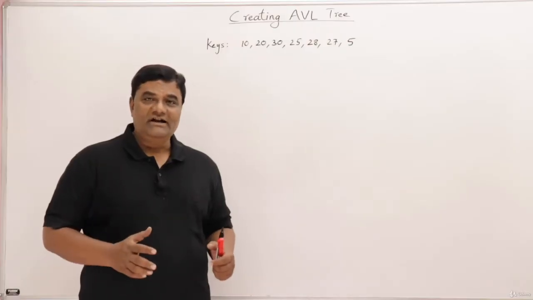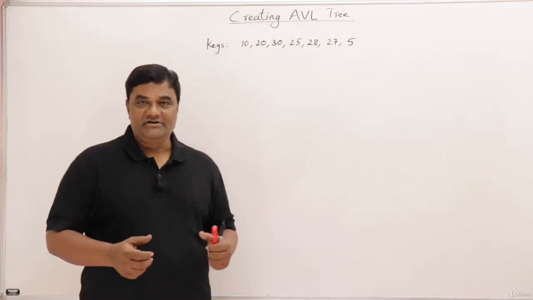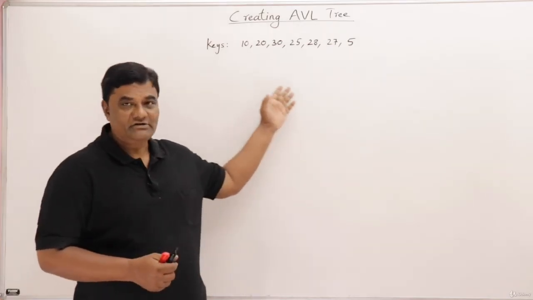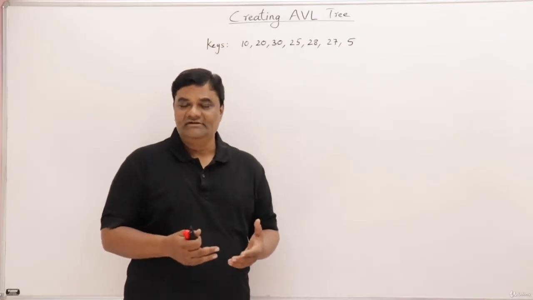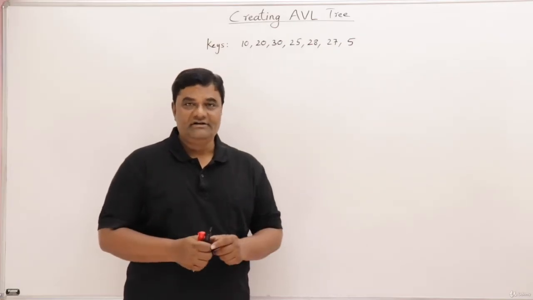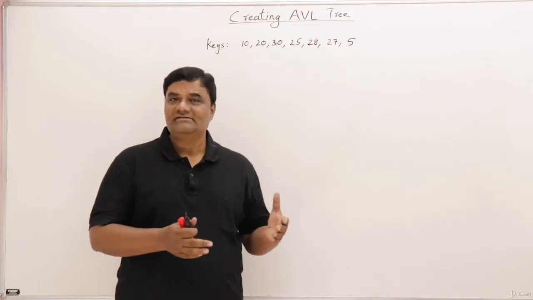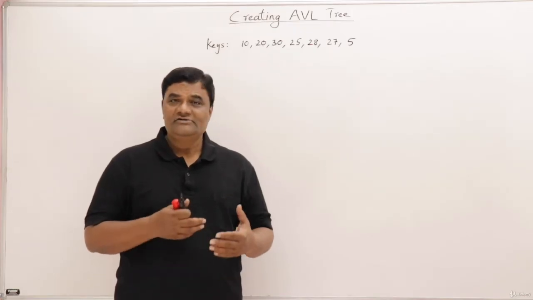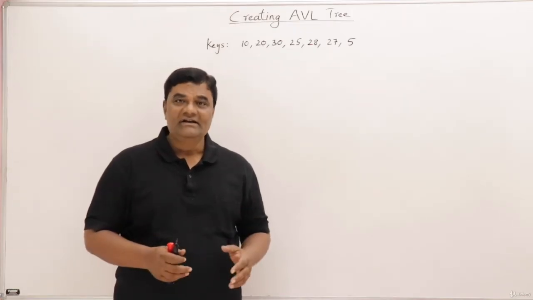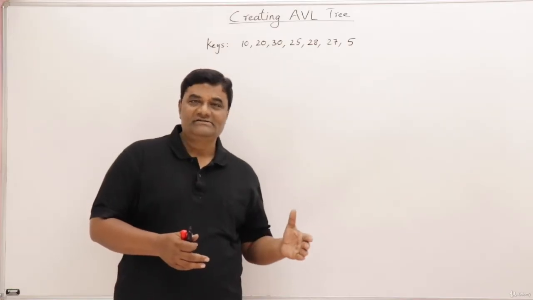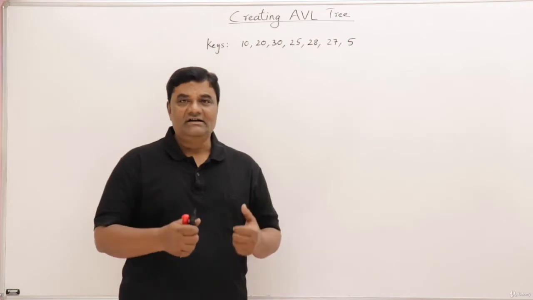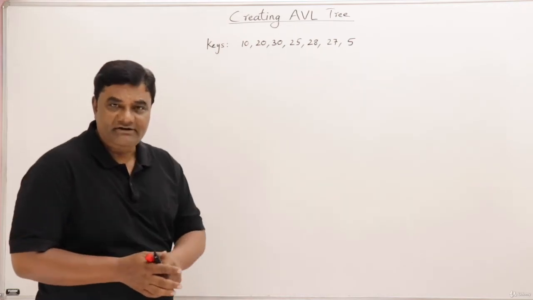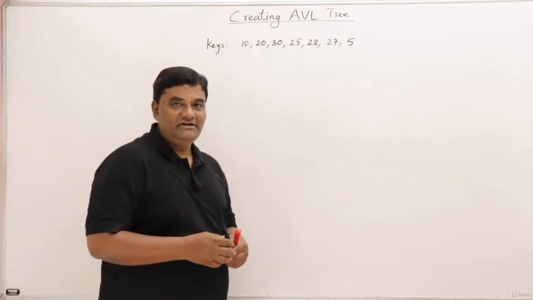In this video, let us look at how to create an AVL tree. I already have a set of keys here. Using these keys, I have to insert them one by one and generate an AVL tree. The process is same as binary search tree, but also we have to calculate balance factors. If any node is becoming imbalanced, then we have to balance that node. So let us start by inserting these keys one by one and generate the AVL tree.